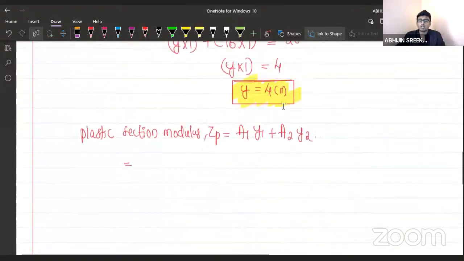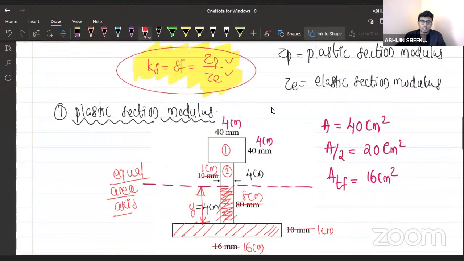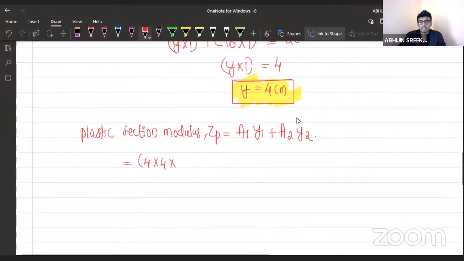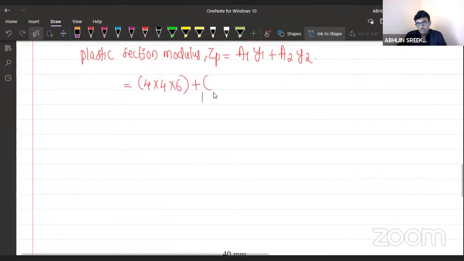For area 1, what is the value? 4 into, what's the distance there? The distance from this equal area axis is 4 plus 2, right? So it will be 6. Similarly, let's follow the same procedure. What is A2? That's the area of the web, right? 1 centimeter is the width and depth is 4 centimeter. So let's multiply it: 1 into 4 into 2. So A1 Y1 is done, right? Plus what is A2 Y2?